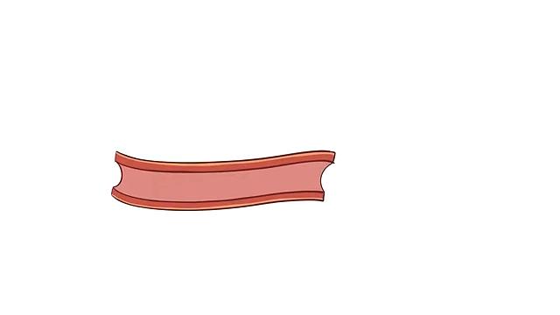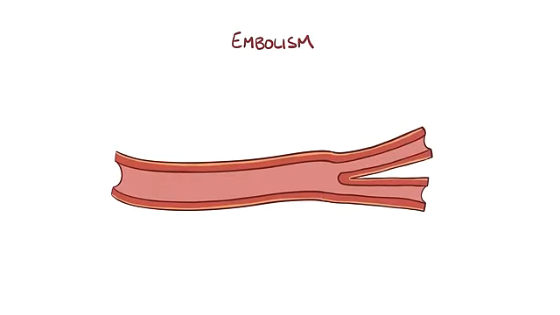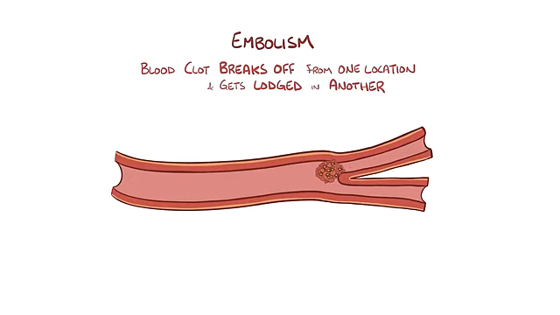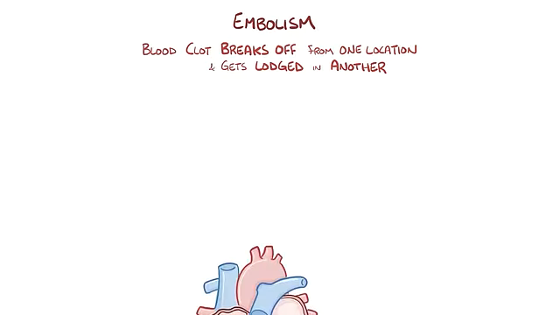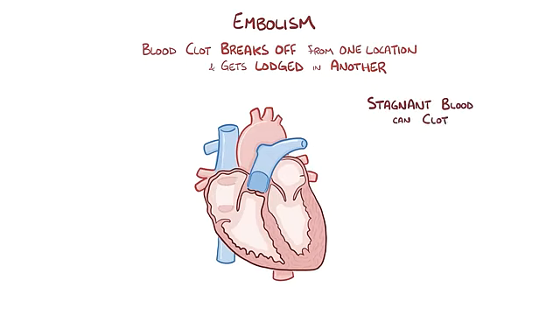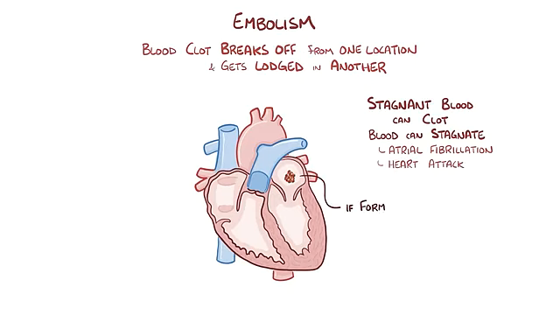Another mechanism for ischemic stroke formation is an embolism. An embolic stroke typically happens when a blood clot breaks off from one location, travels through the blood, and gets lodged in an artery downstream, typically an artery, arteriole, or capillary with a small diameter. These blood clots typically emerge from atherosclerosis, but they can also form in the heart. For example, stagnant blood flow can form a clot, and blood can stagnate due to atrial fibrillation or after a heart attack. If a clot forms in the left atrium, it moves into the left ventricle, and from there it has direct route to the brain.